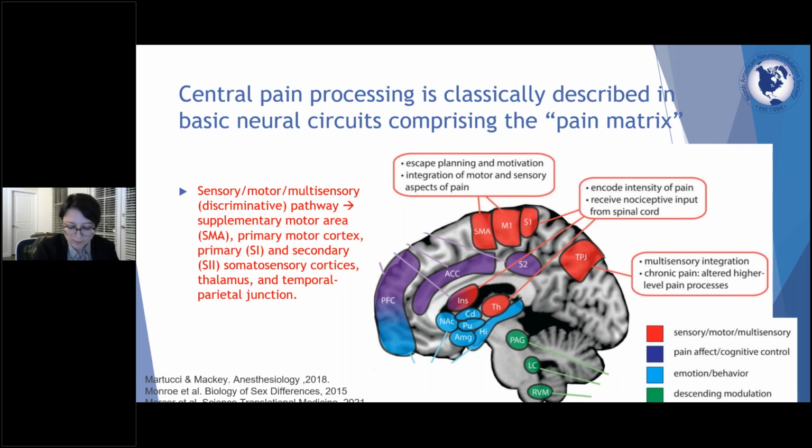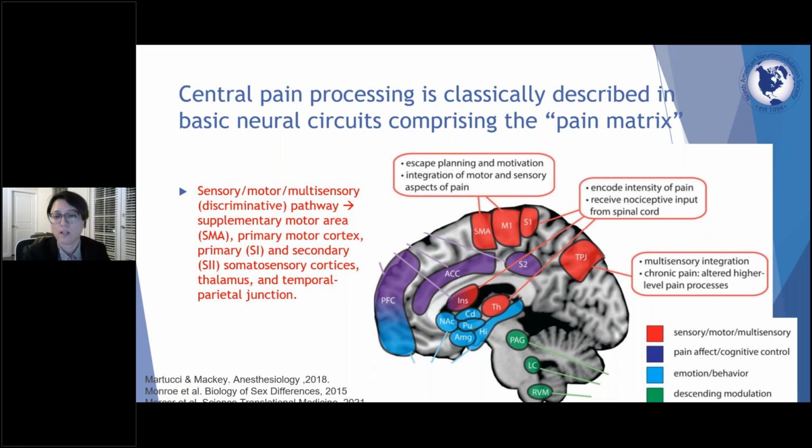Well, experimental studies in healthy controls using thermal, mechanical, chemical, and electrical stimuli, and these studies in patients with chronic and acute pain show that painful stimulation activates extensive areas of cortical and subcortical brain regions, which are referred to as the pain matrix. Central pain processing, classically described in the pain matrix, consists of the sensory discriminative pathways, affective motivational pathways, cognitive evaluative pathways, and descending modulation.